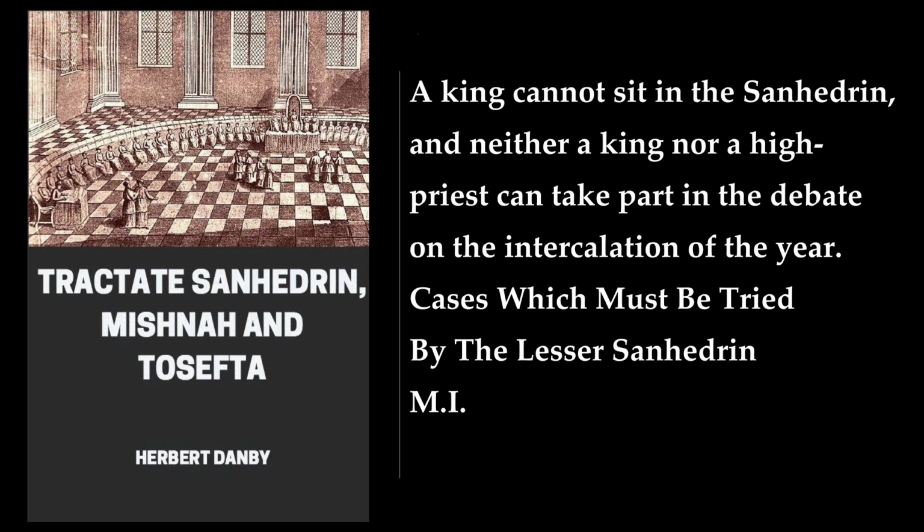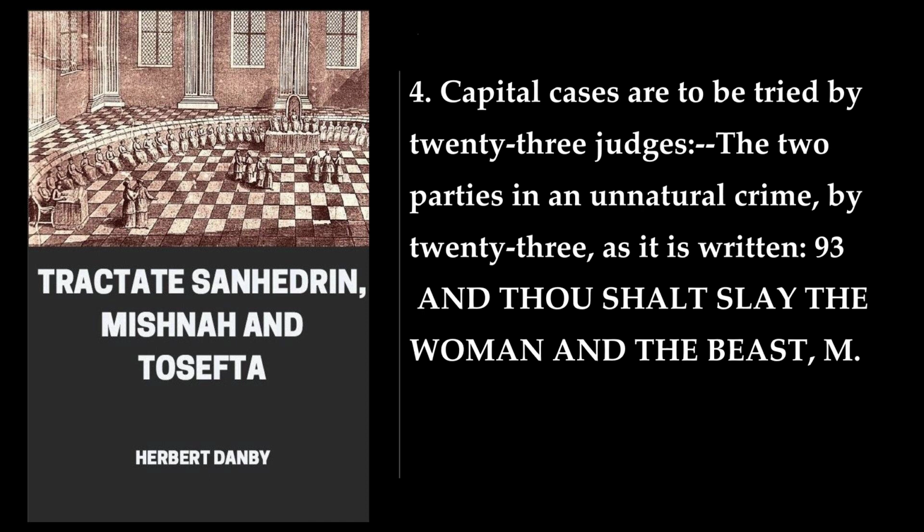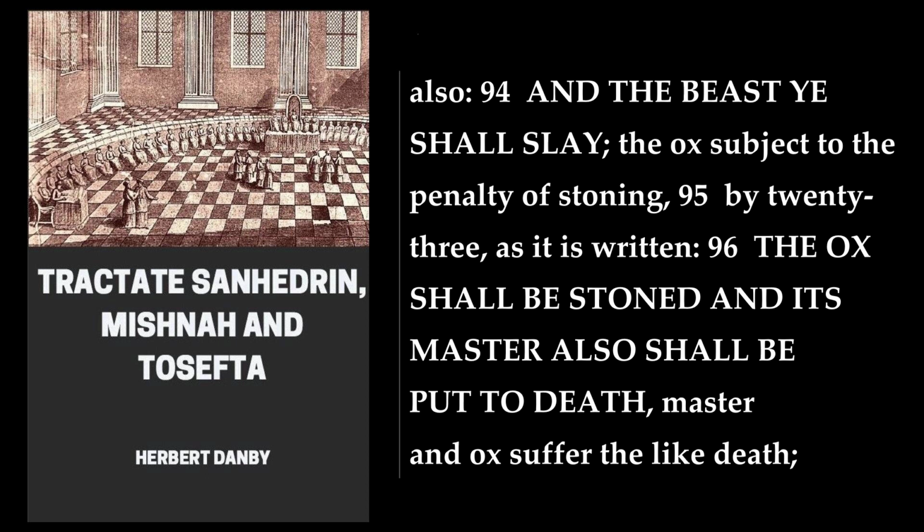Cases which must be tried by the lesser Sanhedrin. 4. Capital cases are to be tried by 23 judges, the two parties in an unnatural crime, by 23, as it is written, 93 and thou shalt slay the woman and the beast. Also, 94 and the beast ye shall slay. The ox subject to the penalty of stoning, 95 by 23, as it is written, 96 the ox shall be stoned and its master also shall be put to death, master and ox suffer the like death.